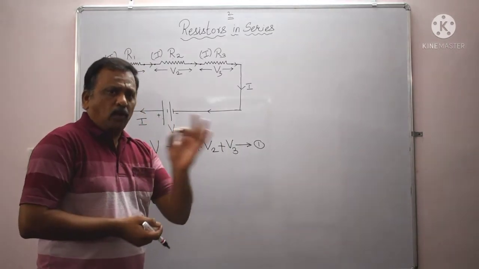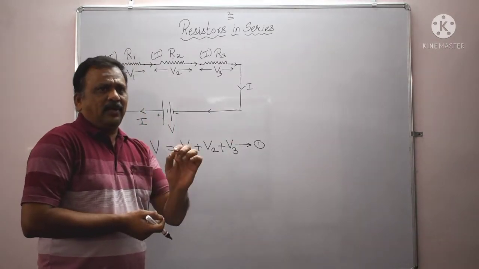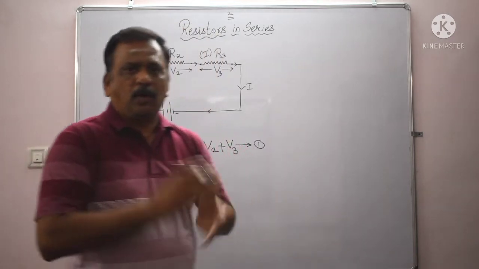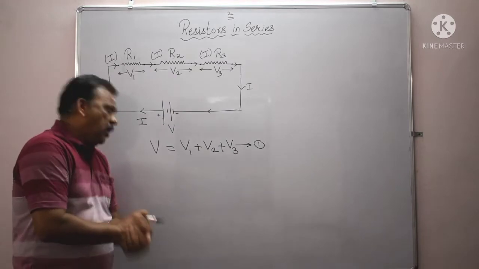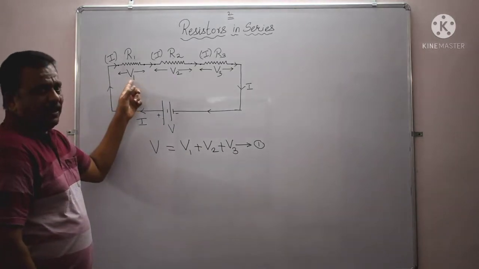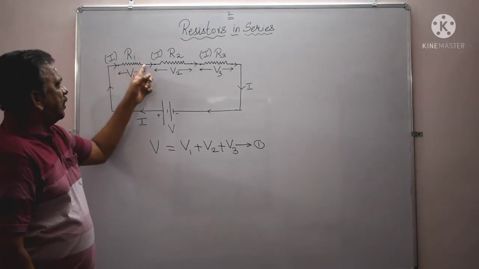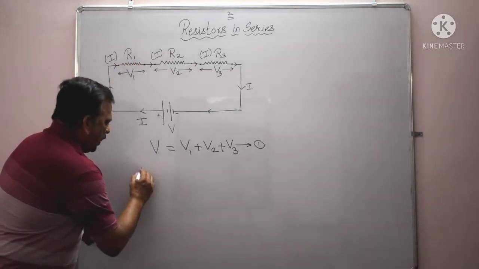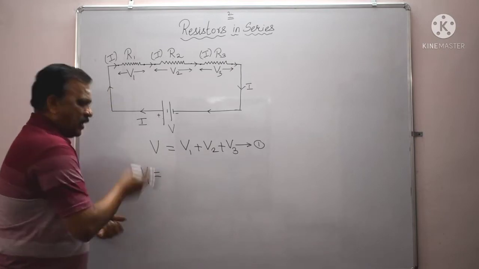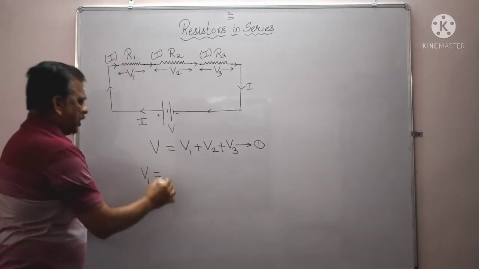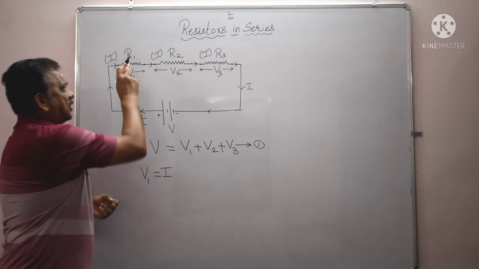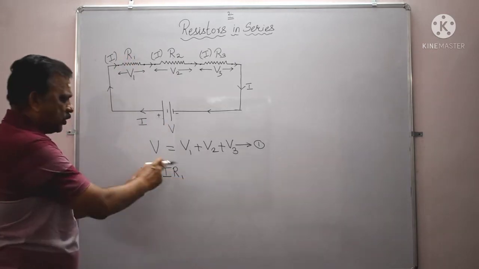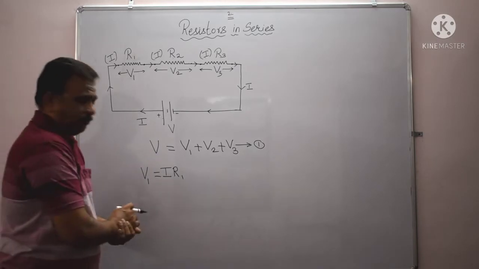So as per Ohm's law, the product of current and resistance will always give me voltage or potential difference. Okay. Now what is V1? V1 is the potential difference across the two ends of resistor 1. Therefore, V1 can be written as the current flowing through resistor 1, that is nothing but I, and the resistance of resistor 1 is R1. So V1 can be written as I into R1. This is as per Ohm's law.